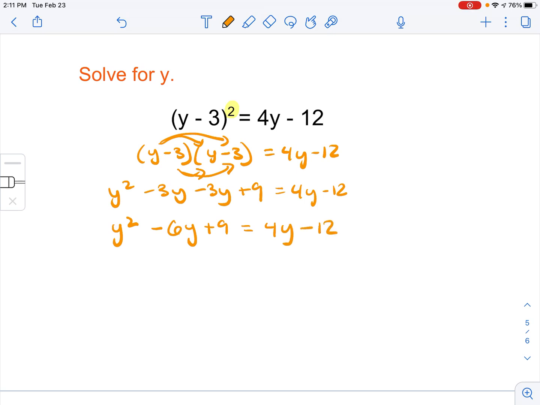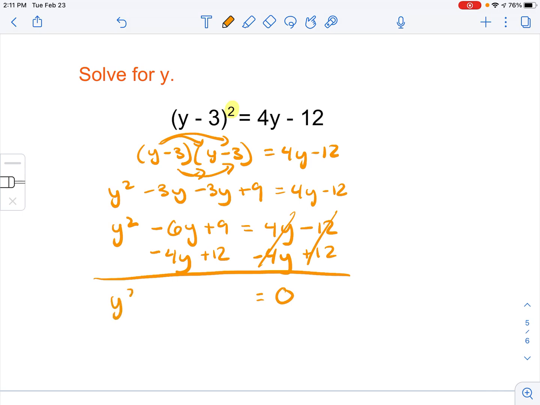Okay, so I do have to handle that exponent, but now I have no more exponents to worry about. I want to make sure I put this in standard form and set equal to 0. So that means I'm going to have to move everything towards the positive leading coefficient. So I'm going to subtract 4y, and I'm going to add 12, leaving me with a 0 on that side, and a y squared minus 10y plus 21.